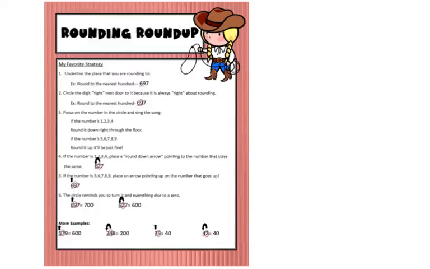So if you have the number circled and it is a 1, 2, 3, or 4, you want to put a round down arrow to tell you that the number that's underlined stays the same. However, if the number that's circled is a 5, 6, 7, 8, or 9, you want to place an arrow above that shows you to go up. So this one would round to 700. And so the circle also reminds you that you're going to turn it and everything else to the right of it to a 0.